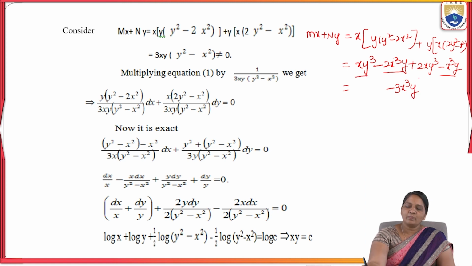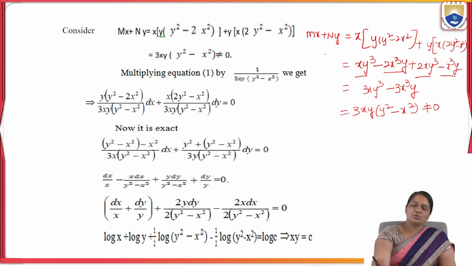And xy cube plus 2xy cube is 3xy cube. So finally we are taking common here 3xy, so here y square is there minus x square is there. This should be not equal to 0. So mx plus ny also not equal to 0.